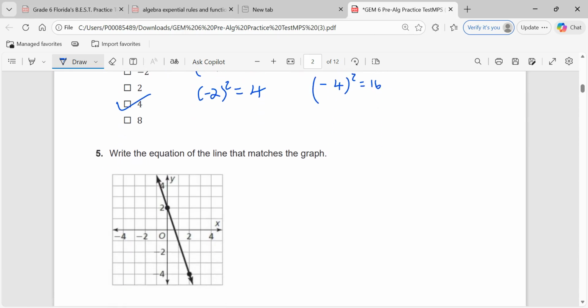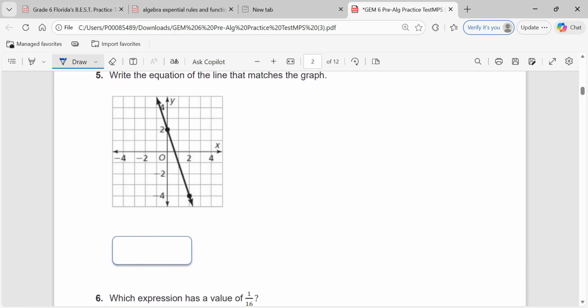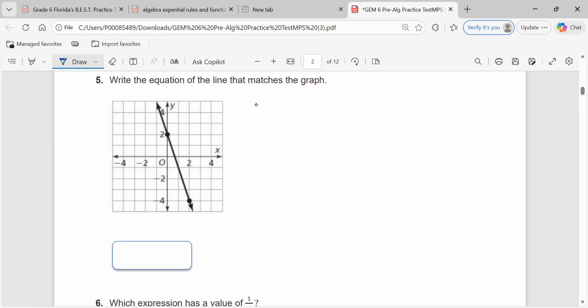All right, so now let's come on down. What is the equation of the line that matches this graph? Well, we've been learning how to write stuff in slope-intercept form. Y equals mx plus b, where m is your slope and b is the y-intercept. So then I'm looking for the slope, and I'm going to look for the y-intercept. The y-intercept is where we cross the y-axis. So my y-intercept is right there.